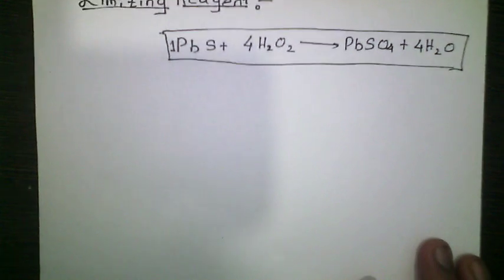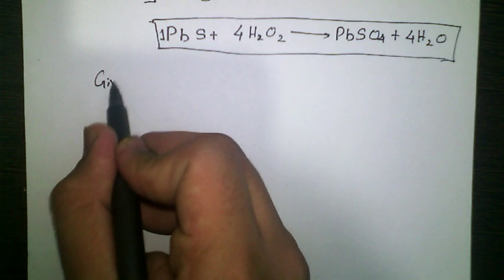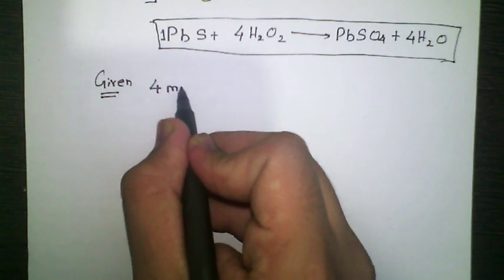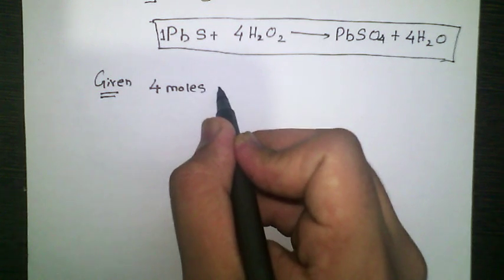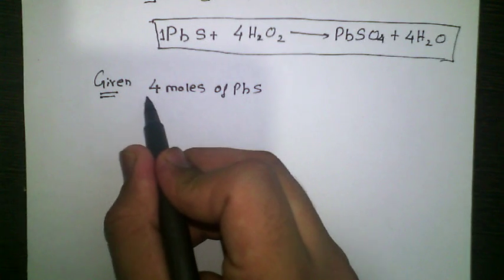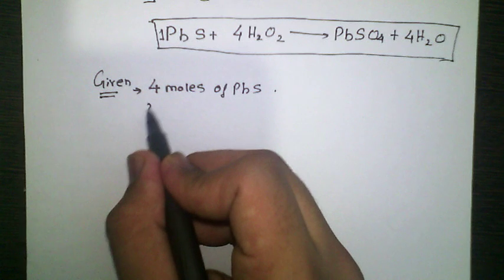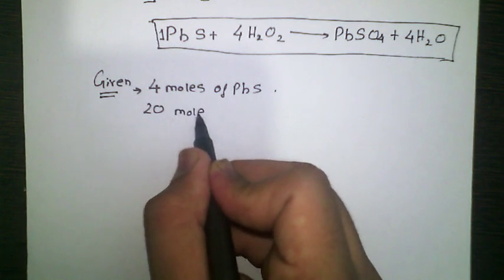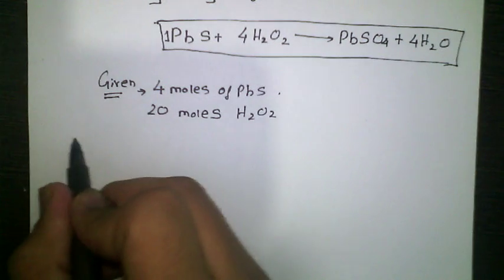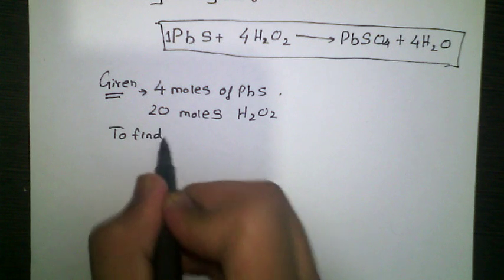Now let us consider the same reaction. Suppose we are given 4 moles of lead sulfide, and suppose there are 20 moles of hydrogen peroxide. Then we have to find the limiting reagent.